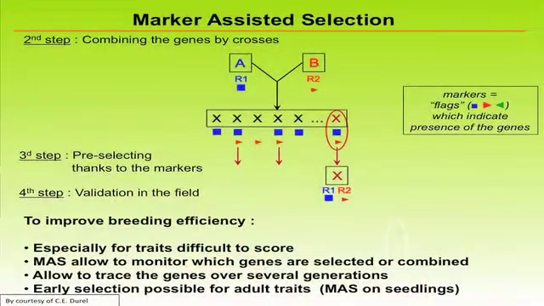But this technology is very interesting to improve breeding efficiency. This is our aim, to breed new varieties with more efficiency, especially for traits difficult to score. Marker-assisted selection allows us to monitor which genes are selected or combined, and to trace the genes over several generations. And this technology permits an early selection for adult traits, because it is applied on seedlings in the greenhouse.